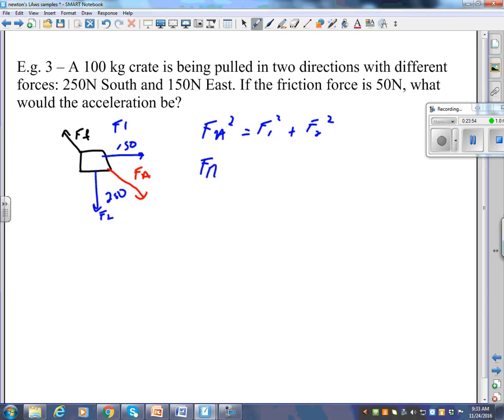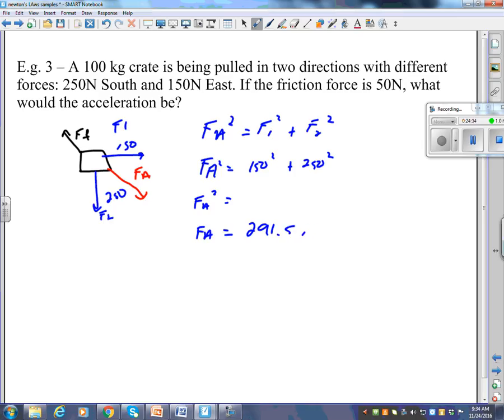FA squared is equal to 150 squared plus 250 squared. I feel the need for a calculator. I usually just write FA equals. What's the FA at the bottom? 80,000. Oh, the square root of it? Yeah. 291. That sounds right. 291.5, I think, right?